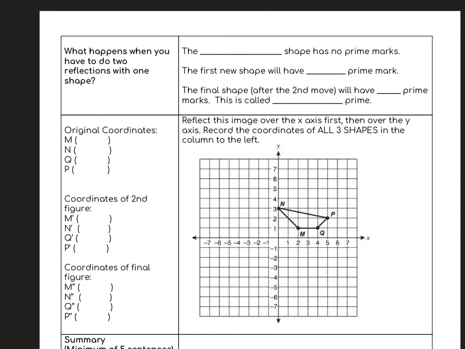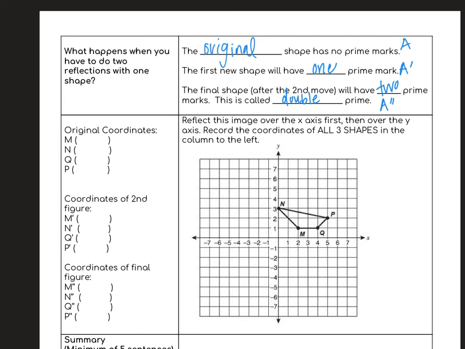Okay, so now we're on the last page. What happens when you have to do 2 reflections with one shape? So the original shape has no prime marks. The first shape is going to have 1 prime mark. So for example, your original point might be A. Your first reflection will be A prime. The final shape after the second move will have 2 prime marks. This is called double prime. So it would look like this, A double prime.